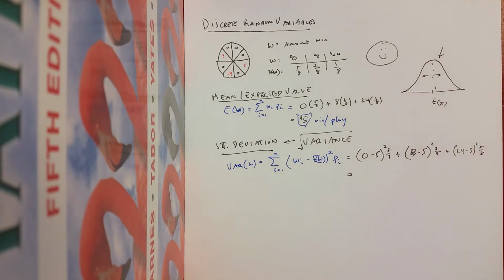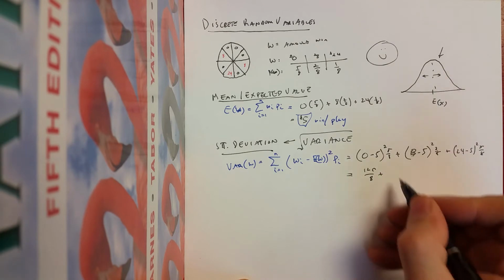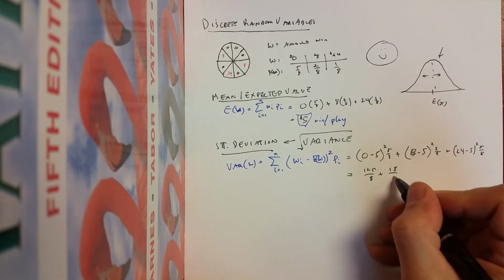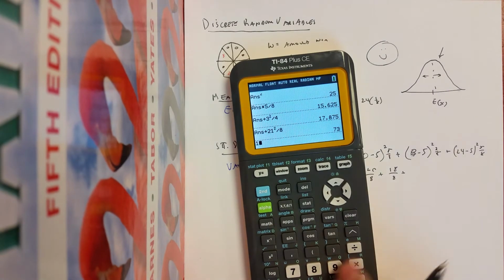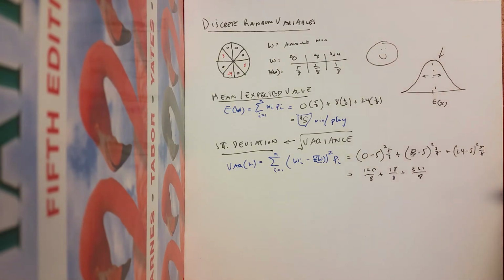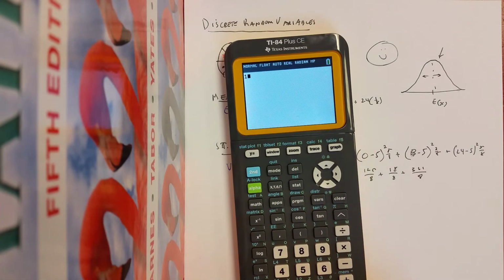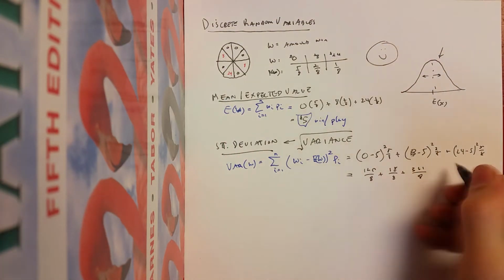And if we did some math, we'd end up getting 125 over 8 plus 18 over 8 plus, 24 minus 5 is 19, and 19 squared is 361, so 361 over 8. Then I could add them up. 125 plus 18 plus 361 is 504. Divided by 8 comes out to 63. So this is 63.